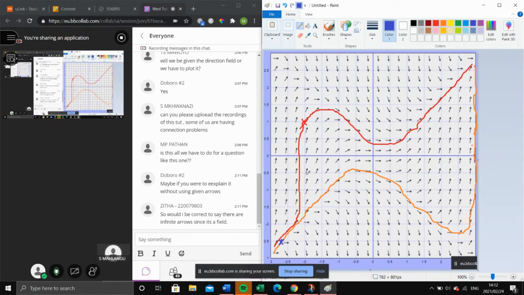Okay, and then MP Pathan asked, is this all we have to do for a question like this one? For this particular question, yes. I'll do another example of what you might be expected to do for a direction field question, like an example from a test.